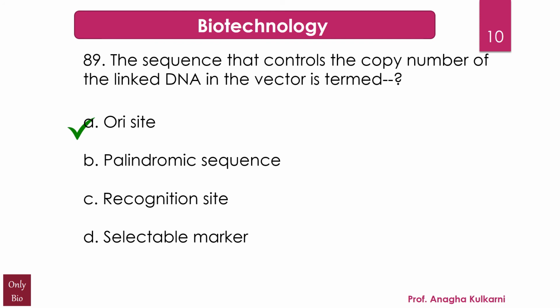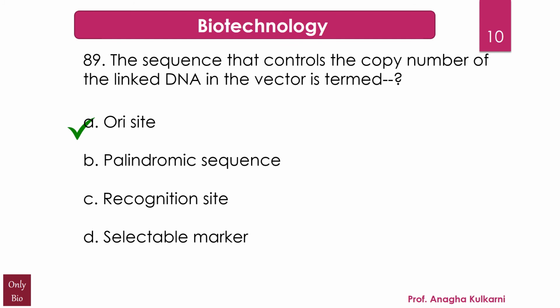Now, the origin of replication is a sequence from where the replication starts, and any piece of foreign DNA is linked to the sequence. The replication occurs inside the host cells, and this sequence is also responsible for controlling the copy number of the linked DNA. So, if anyone wants to produce many copies of the target DNA, then one should clone in a vector whose origin supports high copy number.